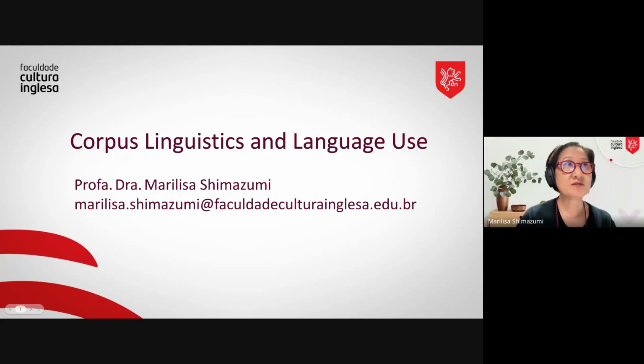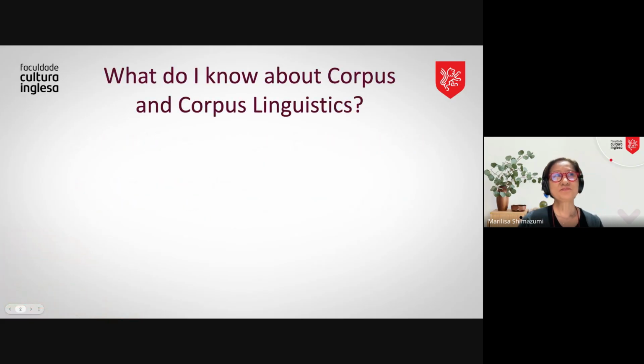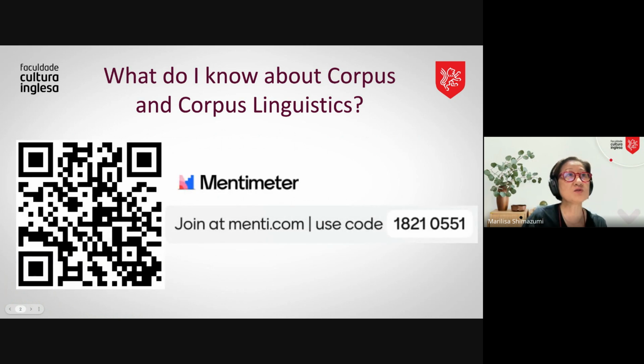Share your experience, revisit, learn a bit about corpus linguistics and language use. So this is, let me just change here. What do you know about corpus linguistics and about corpus in general? So this will work as a thermometer for me. Okay, I just want to try out and check how much you know about corpus, how much you know about corpus linguistics.